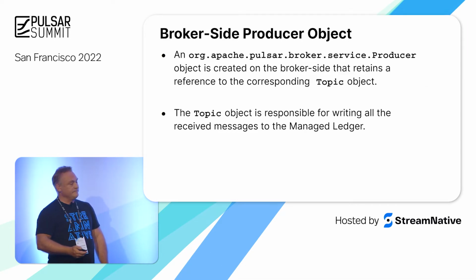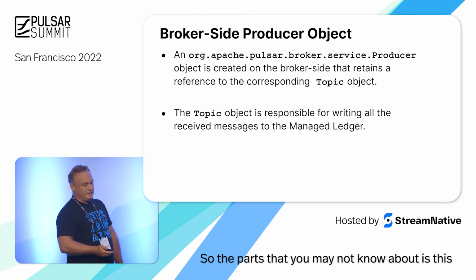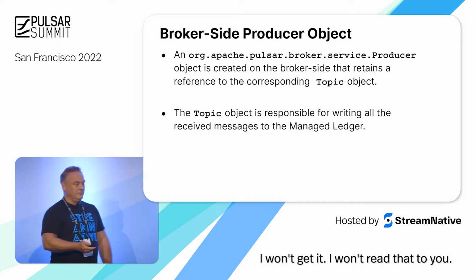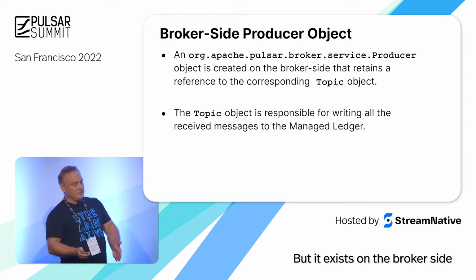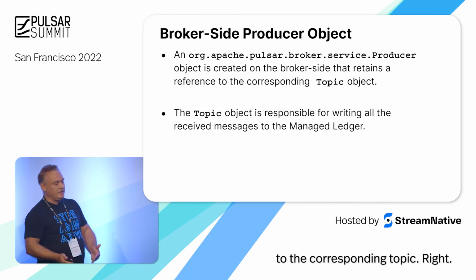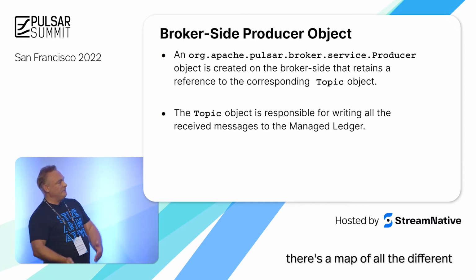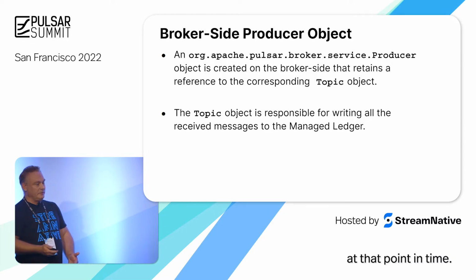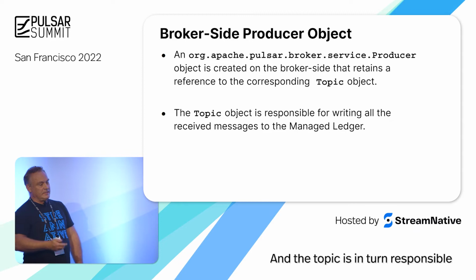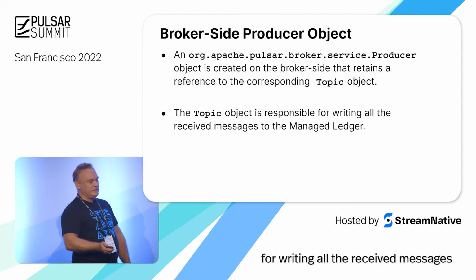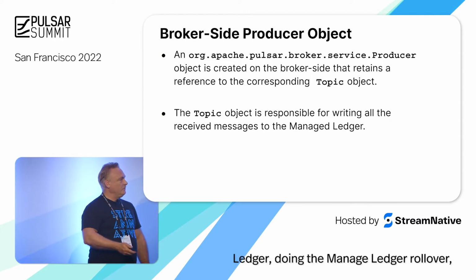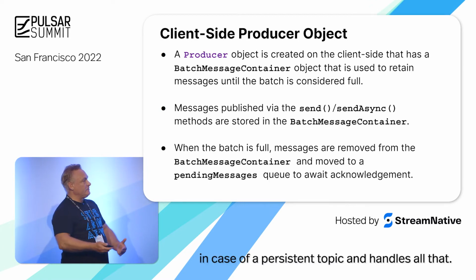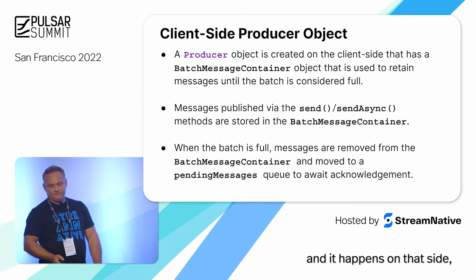Right, so the part that you may not know about is this producer here in this particular broker package. I won't get into it, won't read that to you. But it exists on the broker side, and it retains a reference to the corresponding topic, right? So inside the broker, there's a map of all the different producers that are active on that particular broker at that point in time, and it keeps a reference to the topic. And the topic is in turn responsible for writing all the received messages to the managed ledger, doing the managed ledger rollover, persisting the data onto Bookkeeper in the case of a persistent topic, and handles all that. So there's a handoff step that happens on that side.